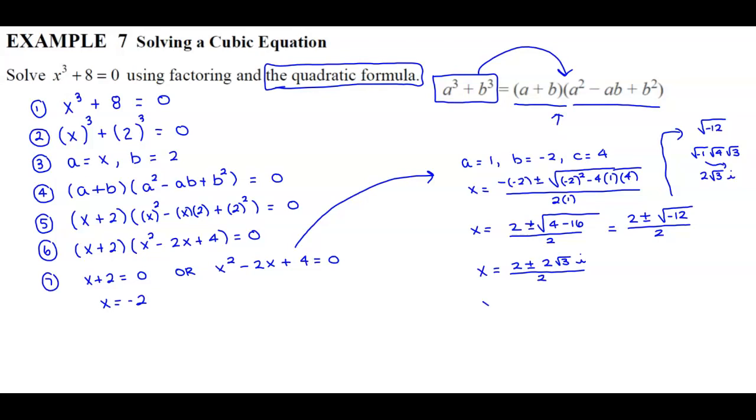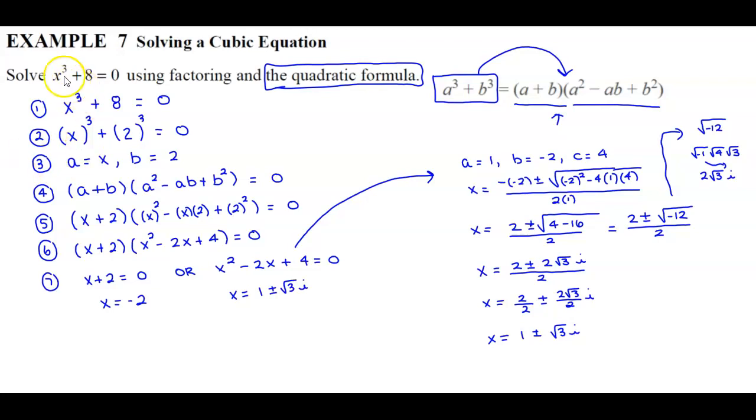But then we can simplify this a little further. So this is 2 divided by 2, plus or minus 2 times the square root of 3 i over 2. And so ultimately 2 divided by 2 is 1, plus or minus 2 divided by 2 again is 1, so that's plus or minus the square root of 3 i. So over here, x is equal to 1 plus or minus the square root of 3 i.